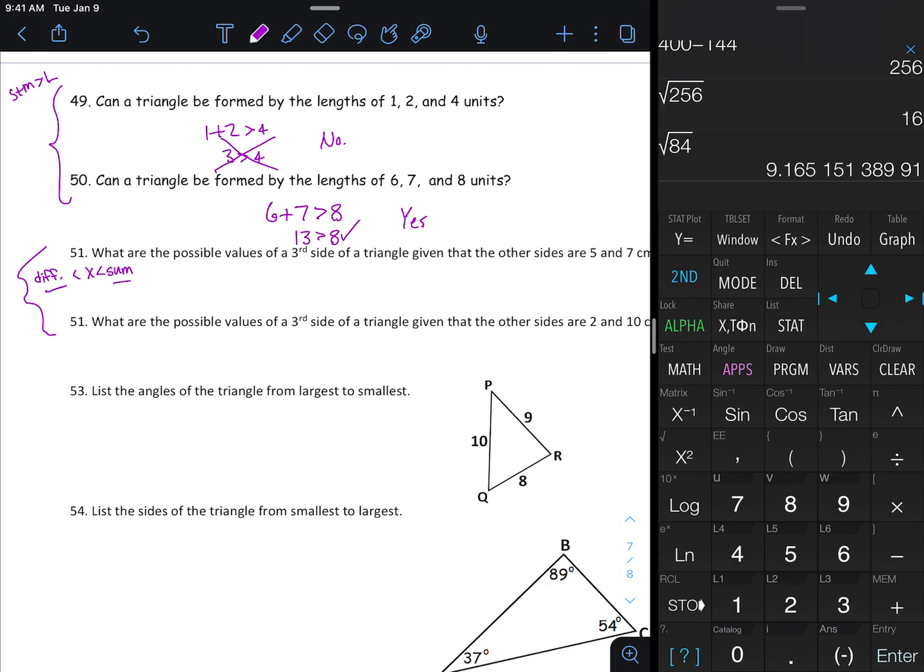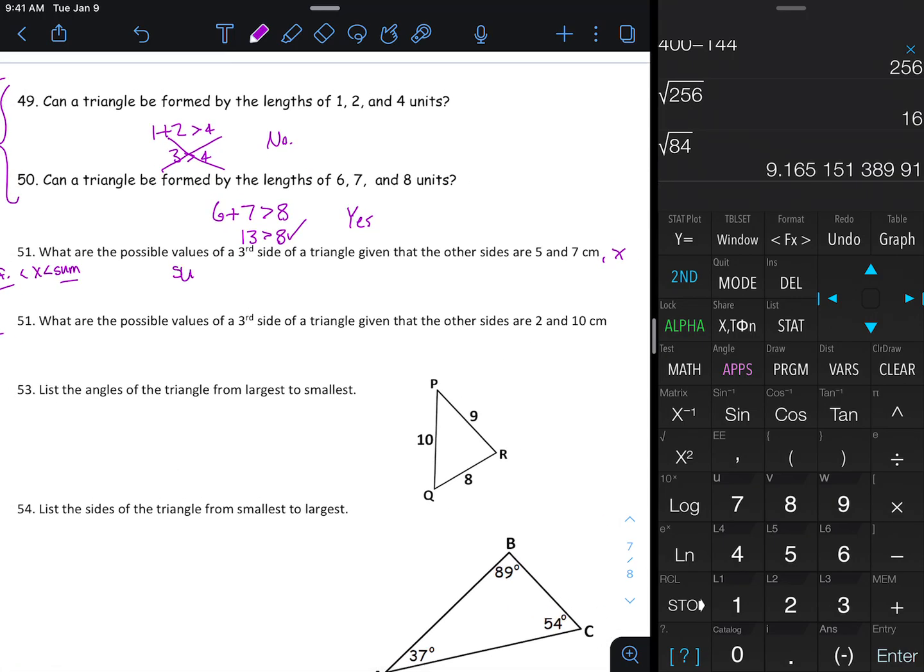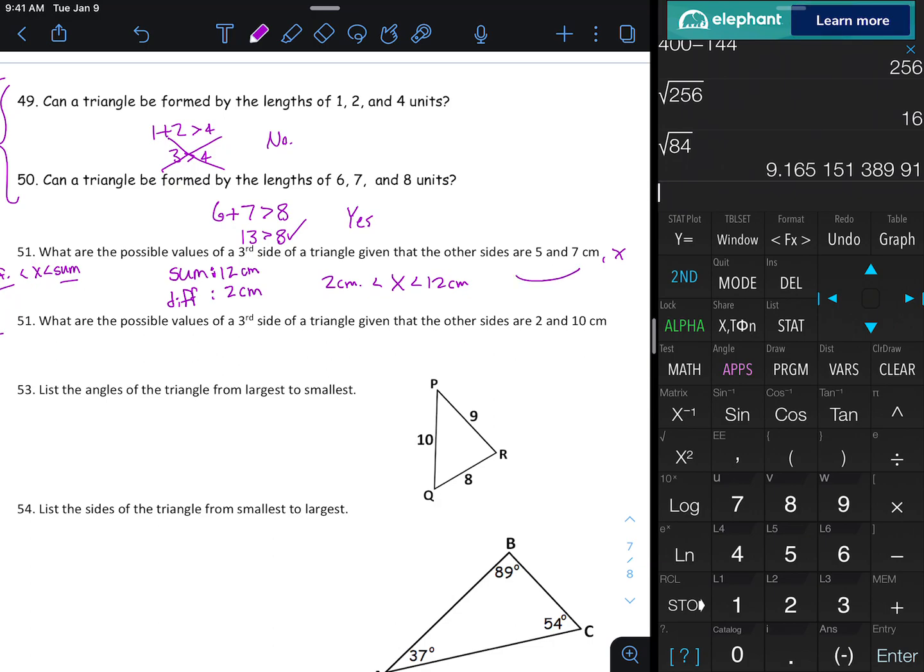So we find the sum and the difference of your two numbers. These are pretty straightforward once you know that little trick. This is kind of a shortcut, and there are other ways you can do this, but the sum of those is going to be 12 centimeters. The difference, what's that going to be? 2 centimeters. So you say x must be less than 12 centimeters, that's the sum, but greater than 2 centimeters. So any third side between those, for example 3, 4, or 11, those combinations would make triangles, kind of like how we did up here.